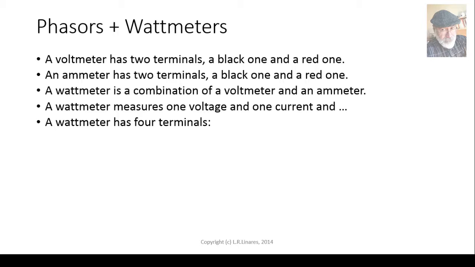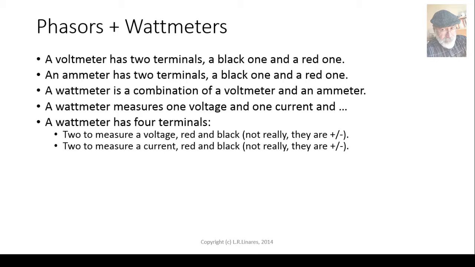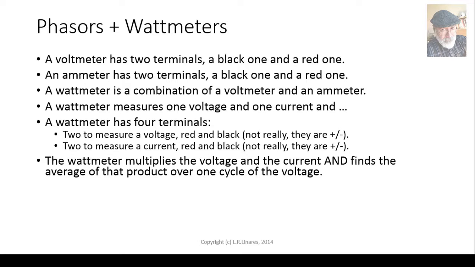A wattmeter has four terminals, right? It has two terminals to measure a voltage. They should have been red and black, but no, not really. They are positive and negative, or they have some other kind of notation in them. And it has another two terminals to measure a current. They are neither red and black. They are more often plus and minus. The wattmeter multiplies the voltage and the current and finds the average of that product over one cycle of the voltage. A wattmeter measures active power P.